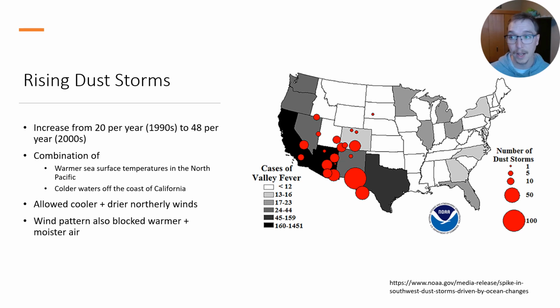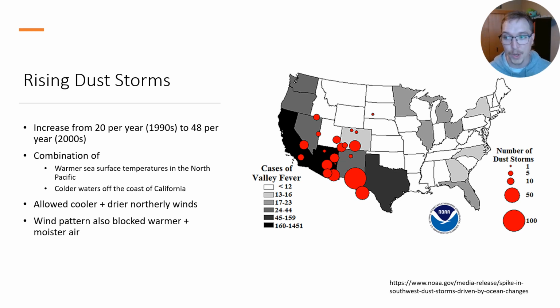We see it here in the United States. This was an interesting study in the journal Geophysical Research Letters that shows the average dust storms per year have increased from about 20 per year in the 1990s to about 48 per year in the 2000s, just within the Southwest United States.